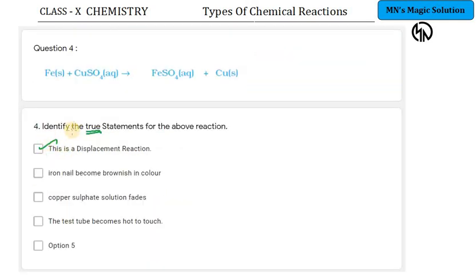So, identifying the true statements. Iron nail becomes brownish in color. Yes. After the reaction it becomes brown. Copper sulfate solution fades. Yes. That also fades. The test tube becomes hot to touch. No. This is not an exothermic reaction. So it does not become hot to touch. Right? So out of these 4 options, if in case you have marked all the first 3 options, in that case you will be awarded 2 points for this question.